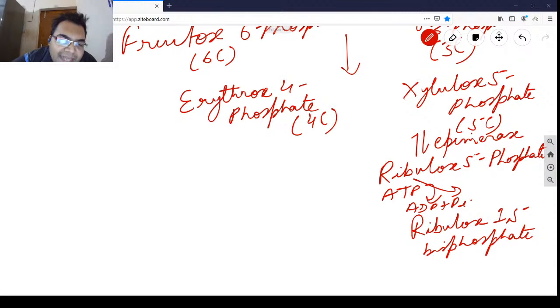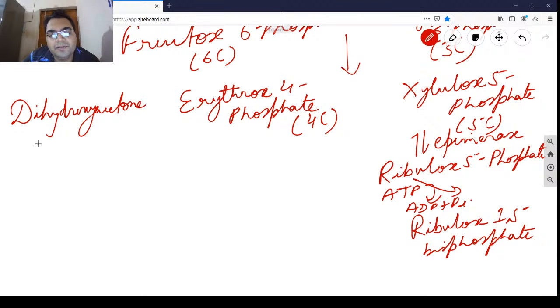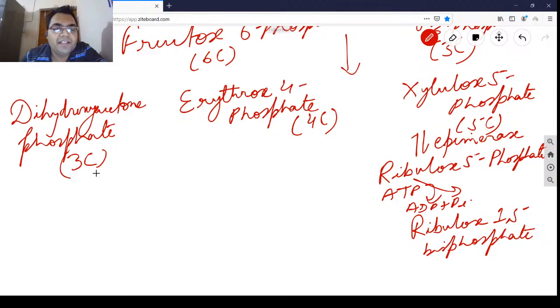Now this side we had erythrose 4-phosphate. That was left. That will react with dihydroxyacetone phosphate. This reaction is given in your reference book, and it comes in your NEET examination. Dihydroxyacetone phosphate is again a 3-carbon molecule. I am explaining it in detail so that you know how to answer any NEET question. Now this 4-carbon and 3-carbon will react to form a 7-carbon molecule. Two phosphates will combine to become a bisphosphate. It will make sedoheptulose 1,7-bisphosphate.